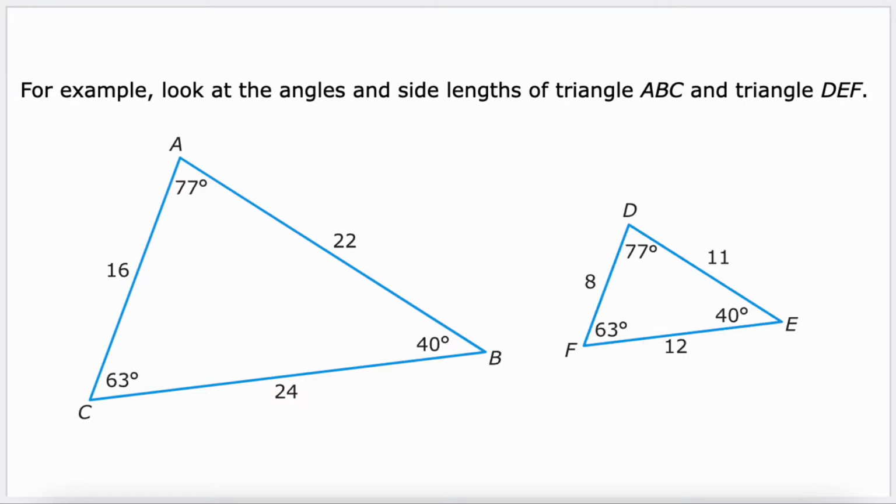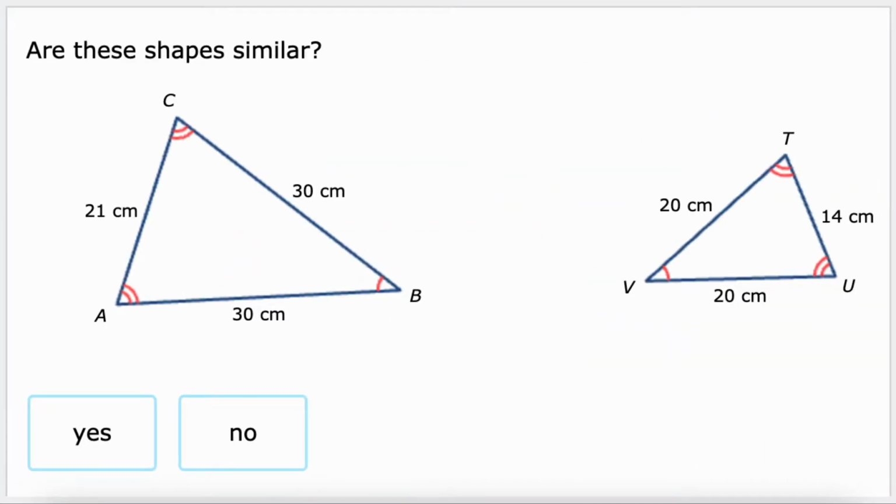So that is necessary in order to determine if two shapes are similar. You have to look at both the angle measures and make sure that they're congruent, and the side lengths to make sure that they are proportional. That's the definition of any figures being similar. So now let's take a look at some examples. So this says, are these shapes similar?